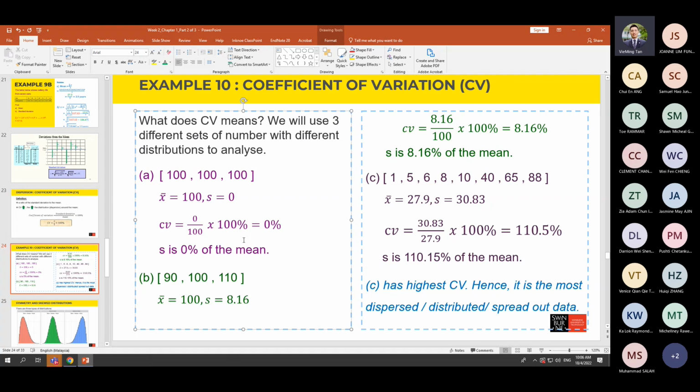For set A data. Okay, set B data, let's say we also already have the mean and standard deviation. Simplify, you'll get 8.16%. Okay, CV is 8.16% for set B data. Okay, set C data. The standard deviation is 30.83. Mean value is 27.9. Simplify, I get 110.5%. So you compare the CV value. Set C has the highest CV. So that means set C has the most dispersed data. That means the value of the data have much different value from the mean. That is the meaning of the CV value.